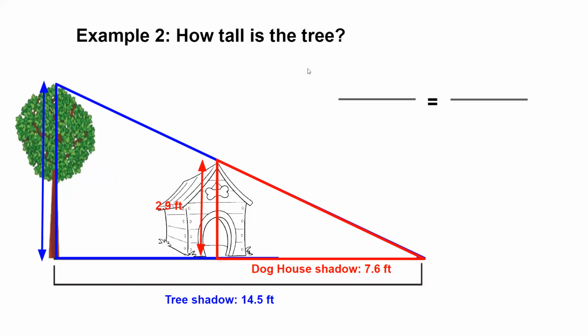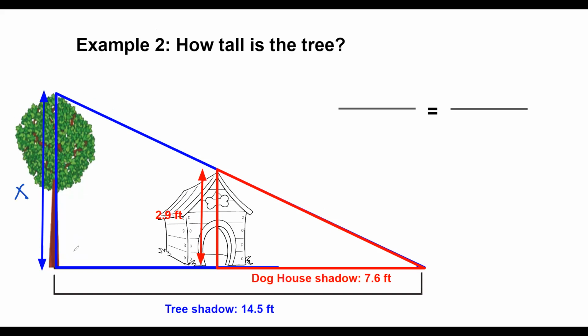Let's do that with this problem before we even get started. So I'm going to take a look at this situation and say that our doghouse here is 2.9, almost 3 feet tall. And the shadow is 7.6 feet. The tree is making a shadow that's 14.5 feet. And we are trying to figure out what is the height of this tree. So we would call this unknown x.